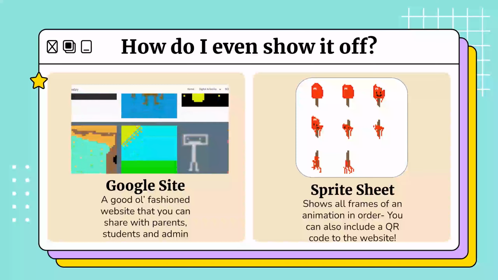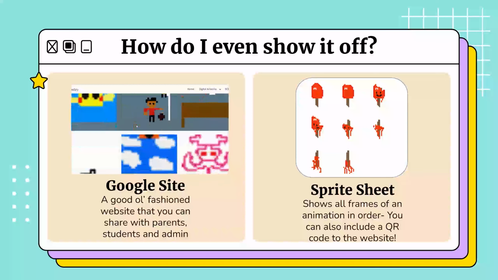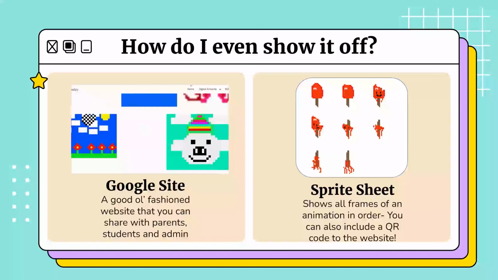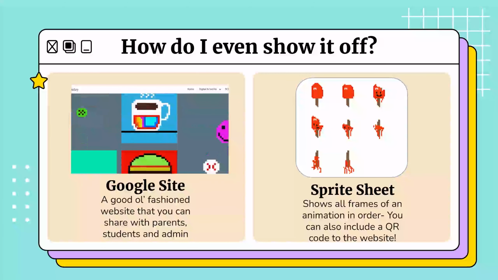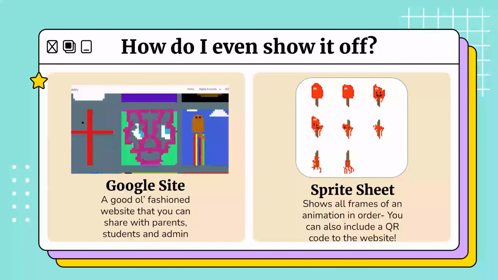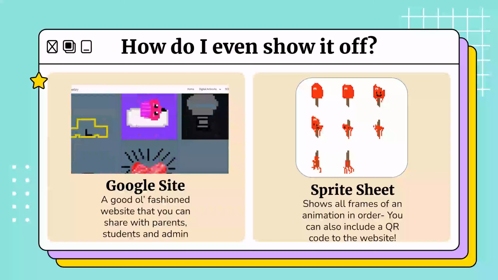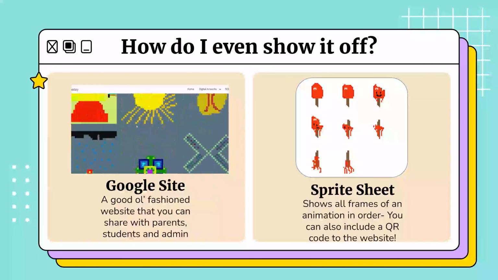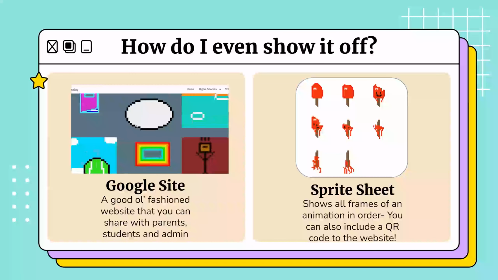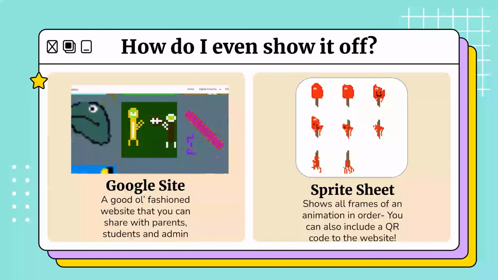You can make a little QR code and present that with the other option, which is a sprite sheet. A sprite sheet shows all the frames of the animation in order, and it's a really cool art object in and of itself. And it's always fun to see the breakdown of each of the frames, along with the QR code, the moving image that you can look up on your phone.